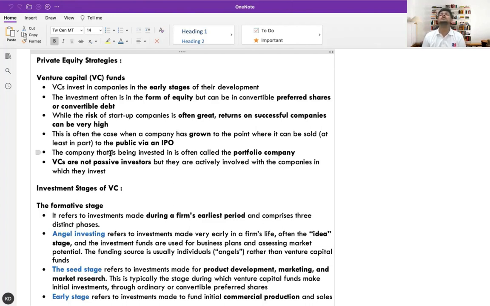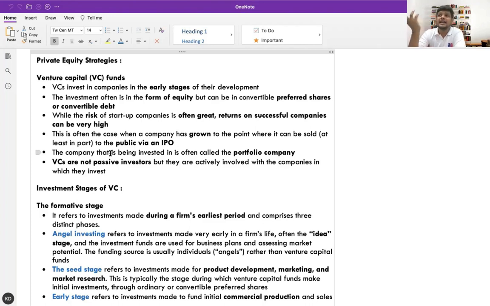So they made 1,000 times the returns in their investments in Facebook, right? So VCs have the knack of investing in early stage companies, and they invest in the form of neither equity nor debt, but mostly in the form of preferred equity, right? Yes. And if you recollect, cumulative. Why? So that they can get the dividend later on also. Are you getting it? Yes.